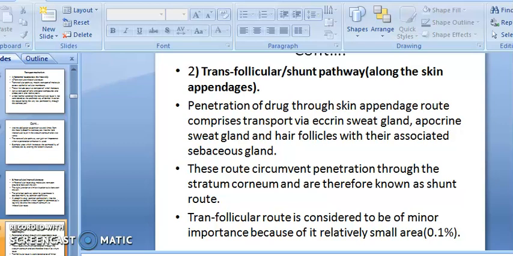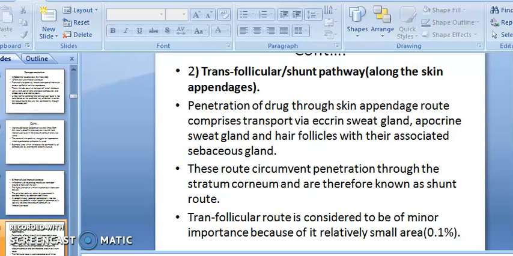The eccrine gland is present in your palm and sole. The apocrine sweat gland is present in your ear. Sweat glands are present on your skin, and hair follicles are the holes present on your hairs through which the drug can penetrate. These routes circumvent penetration through the stratum corneum and are therefore known as the shunt route. It has a dominant property over your other routes, so we call it a shunt pathway.